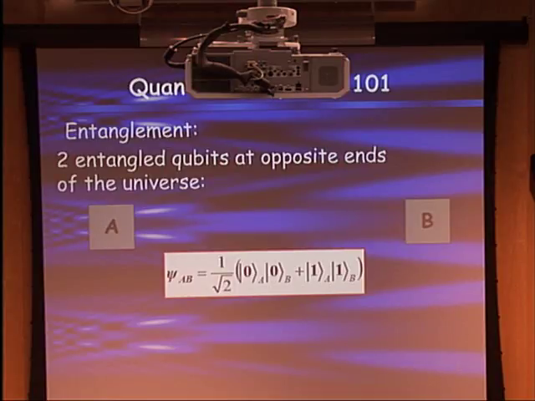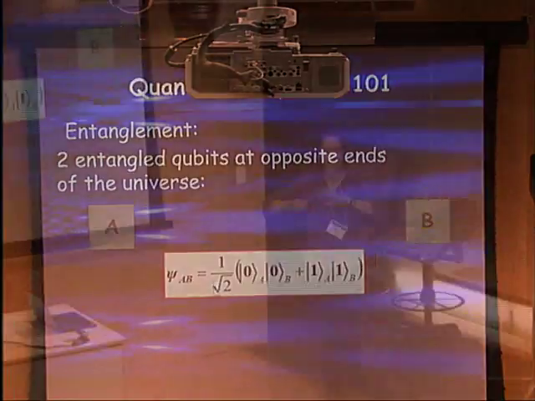The way you can tell it's entangled is, see how I didn't write it as something A times something B? I couldn't do that. A and B are mixed in this term and also in this term. Try as you might, even with some mathematical shenanigans, you can't factor out all the A stuff and all the B stuff. It's not possible. This is one of the ways you can know that a state is entangled.